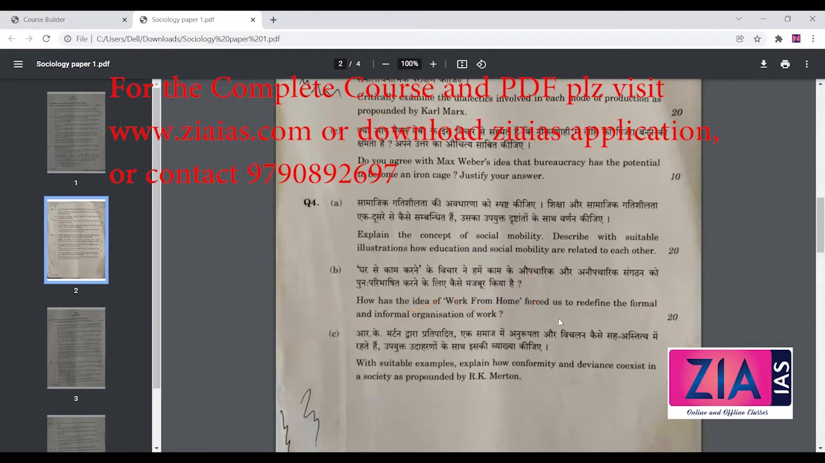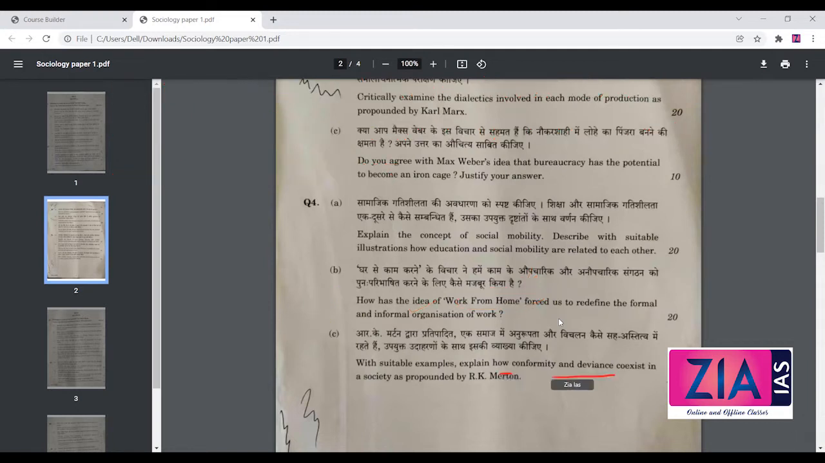Next one, if you see: with suitable examples, explain how conformity and deviance coexist in society as propounded by Merton, right? Conformity and deviance coexist. We have discussed it, if you remember, we did it yesterday also, right? Scientist: directly, in terms of manifest function, if you see manifestly, a scientist seems to be a conformist, but at the same time, he's a deviant structurally in terms of unintended consequences. So both coexist, right? Similarly, I've given you the example of a teacher. I've given you the example of a bureaucrat, and all those things.